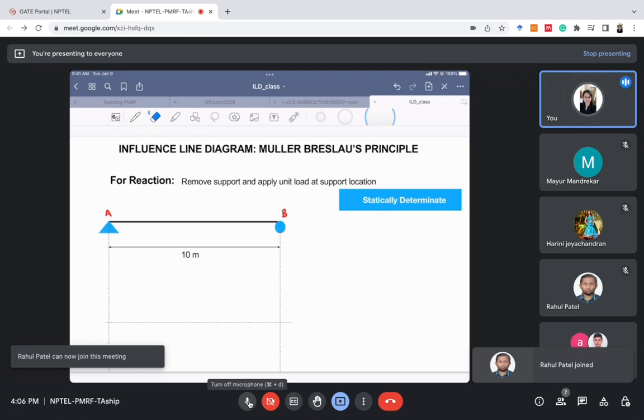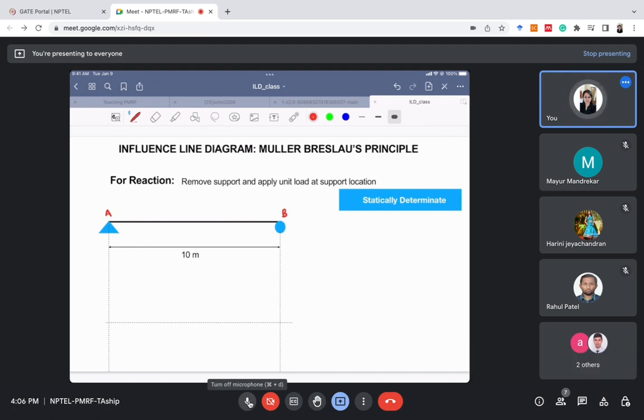Now, to draw the ILD for the reaction at A, the first step is we will remove this vertical constraint from point A, and then the second step is we will take this point A and displace it upward by unit amount. So first we remove the vertical constraint, or the support in this case, and then we pick point A and displace it by unit amount in the upward direction.